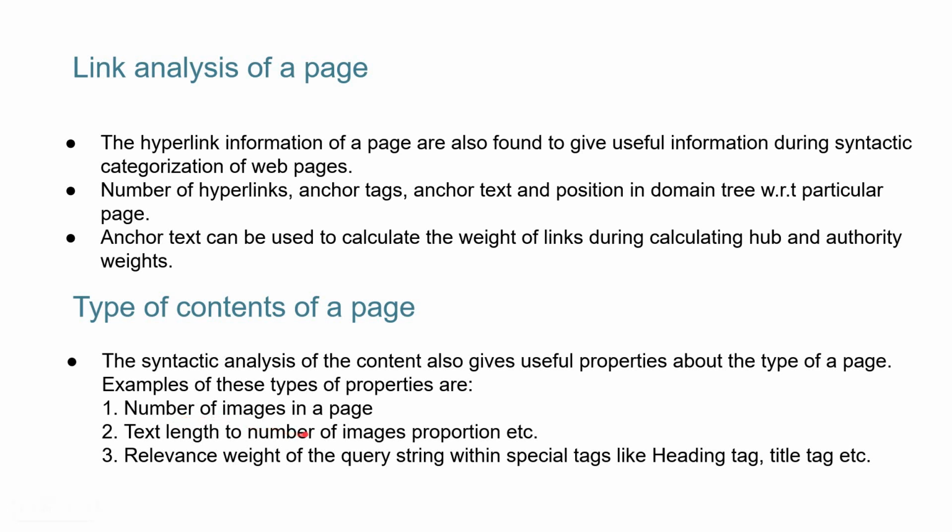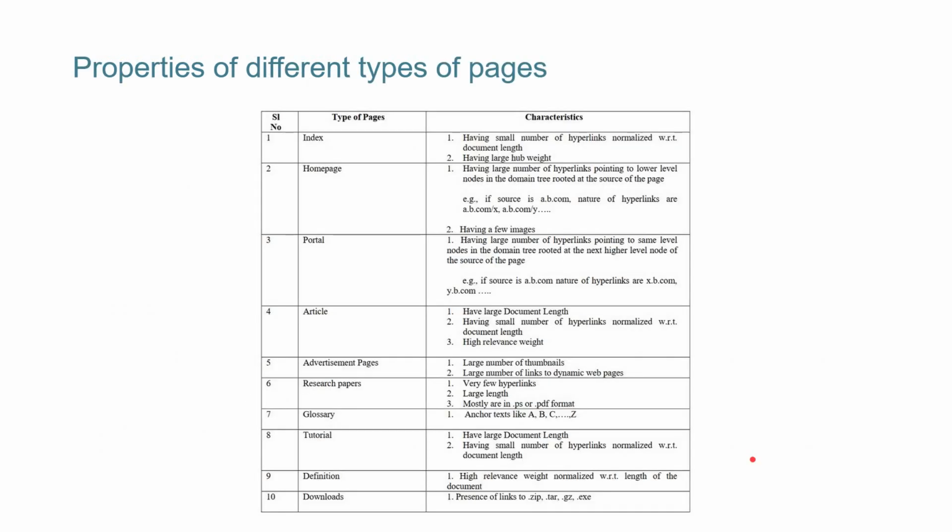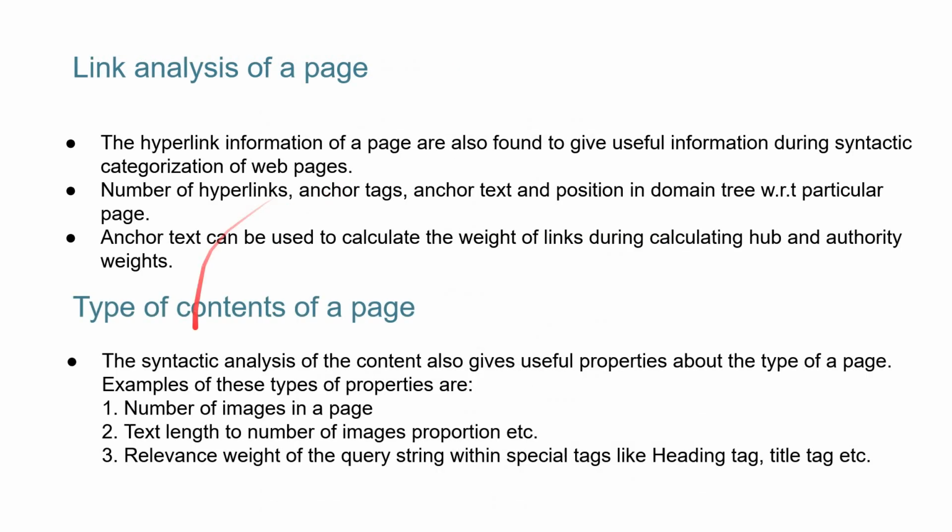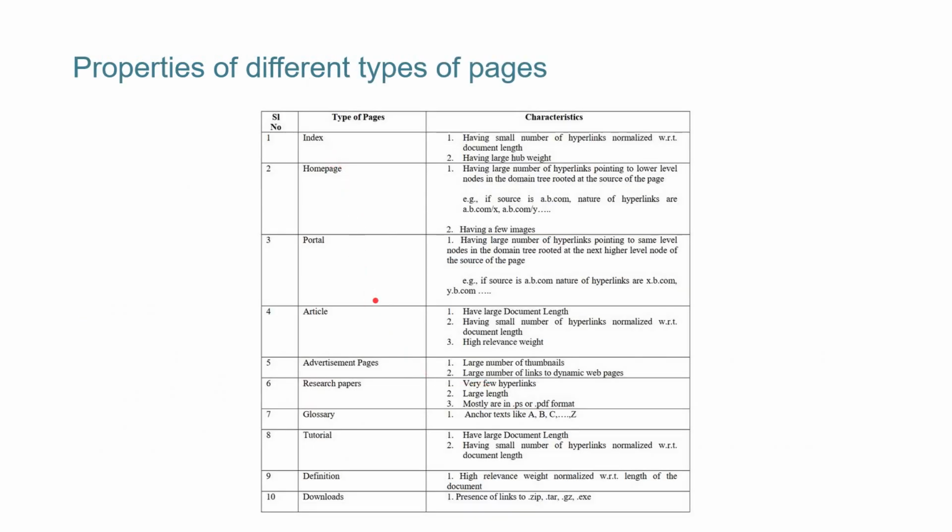Some of them are the number of images in a page, the text length to number of images proportion, and the relevance weight of a query string within special tags like the heading tag and title tags of the web page. Based on these contents of the page, different types of pages are categorized, but we were talking all along about the classification of web pages. So let's say if a page is an index page, it will have a small number of hyperlinks and a large hub weight because it will be pointing to many other documents.